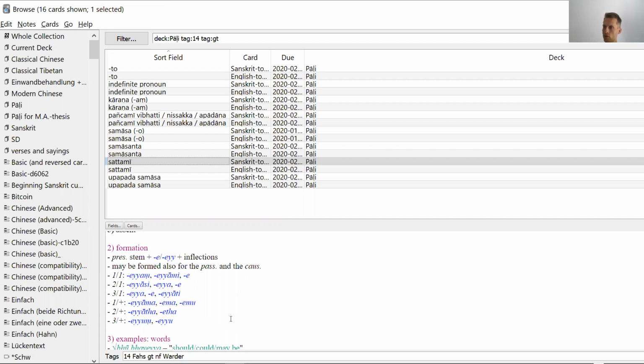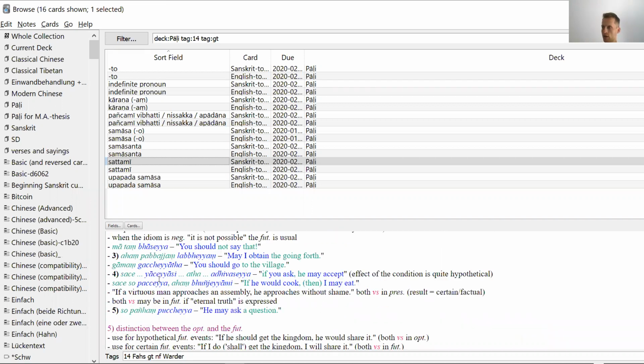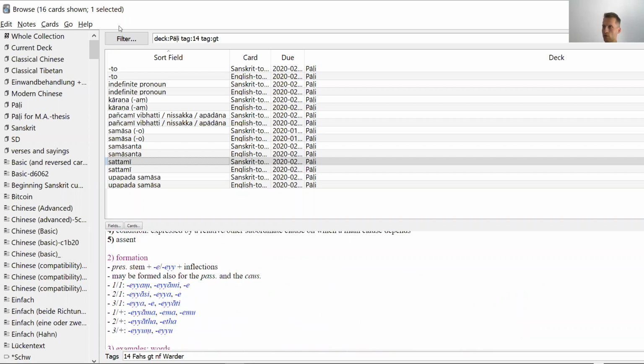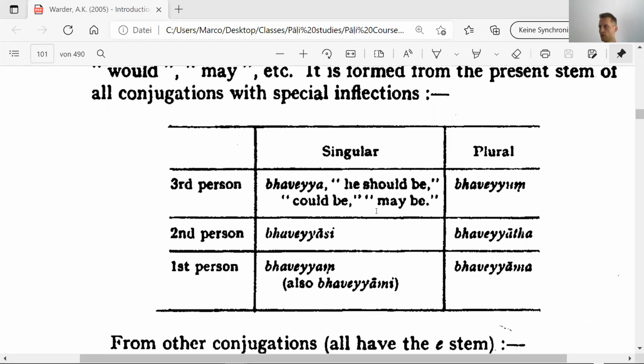For a more or less comprehensive display of the different verb forms in the optative, I have put a few examples of verbs in the reference section, so you can copy paste and then just look it up in the Anki folder. Now, to give you one example at least, from bhu bhavati, we have bhaveyya, he should be, or she should be, could be, maybe. Bhaveyyam, bhaveyyasi, bhaveyyatha, bhaveyyama.